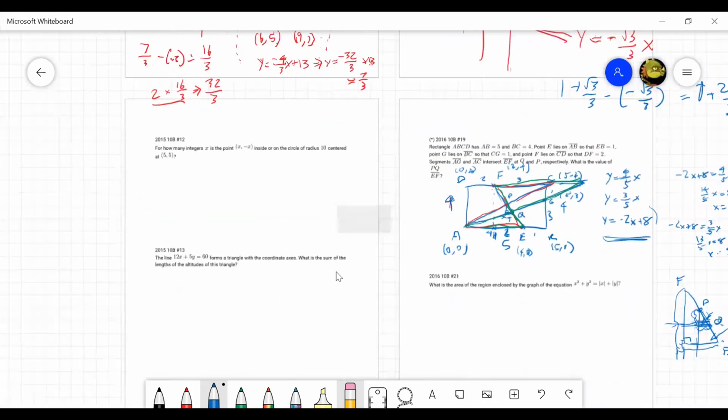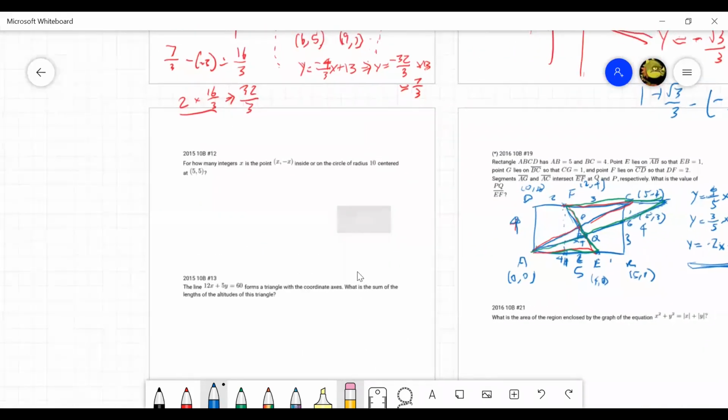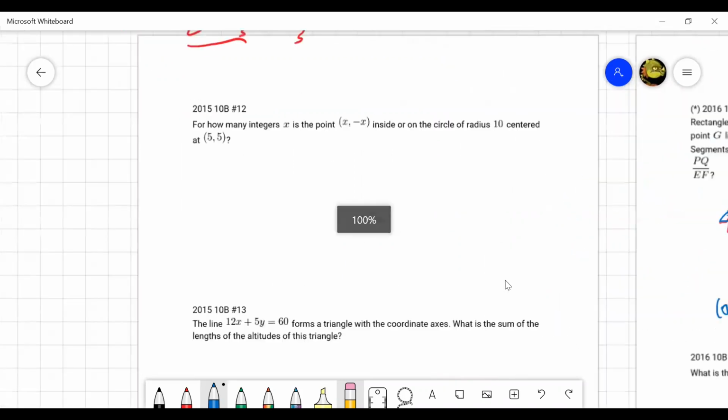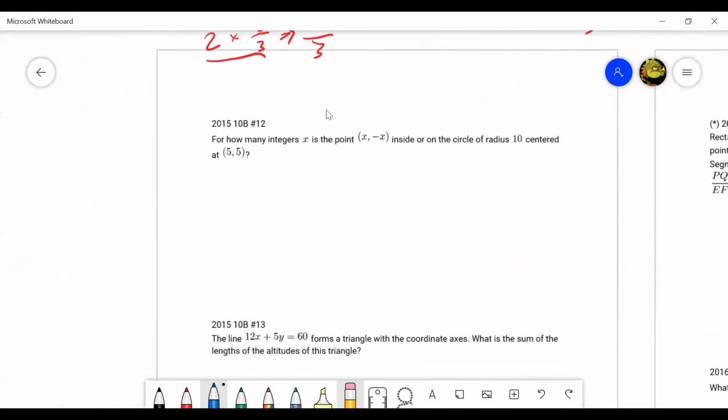All right, so the next problem is: how many integers x is the point (x, -x) inside or on the circle of radius 10 centered at (5, 5)? There are a couple ways to do this. The way I want to show is how you can convert this seemingly geometric problem into algebra, and this uses the equation of a circle.